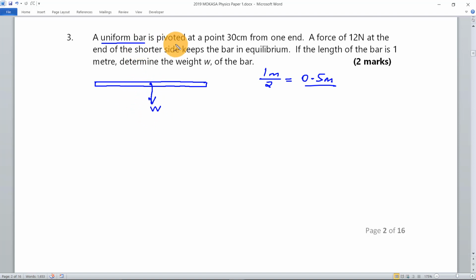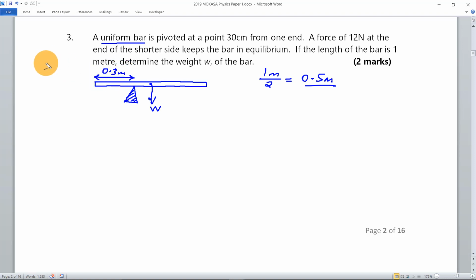Now, the other pieces of information are that it is pivoted at the 30 centimeter from one end. So let's assume from here to here is 50 centimeters. So 30 centimeters is somewhere around here. That is where the bar is pivoted. So we put our pivot there. So from here all the way to where the pivot is 30 centimeters. 30 centimeters is like 0.3 meters.